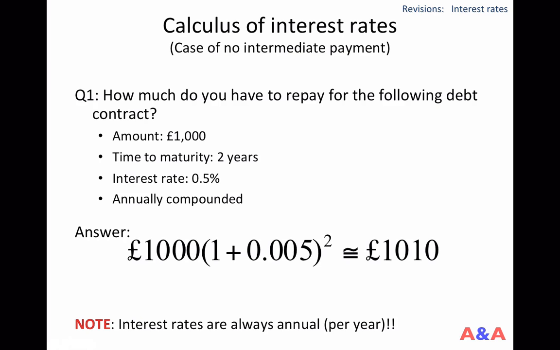This is the equation you're supposed to give. The amount borrowed is £1,000. So 1,000 times 1 plus annual interest rate 0.5%, which is 0.005, to the power 2, because you borrow for 2 years. This is approximately equal to £1,010. So after this borrowing contract, you are supposed to repay £1,010. One important thing is, again, that interest rates are always annual. Okay? You should remember this.